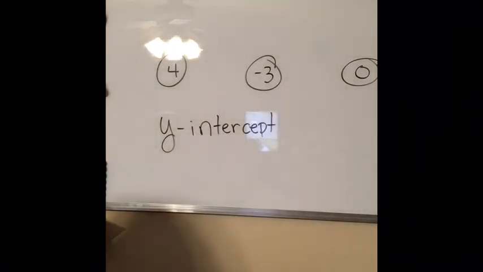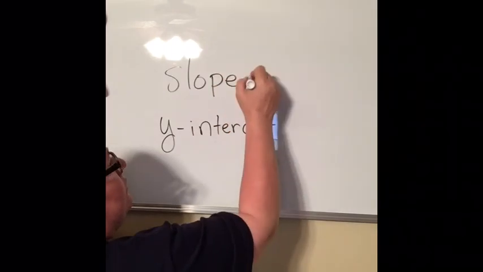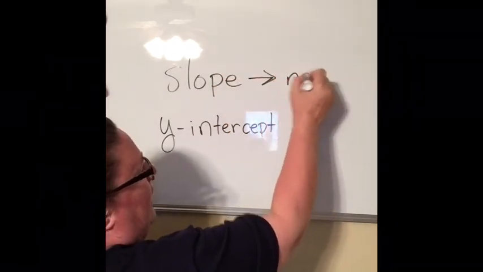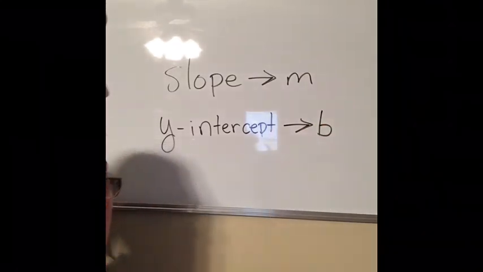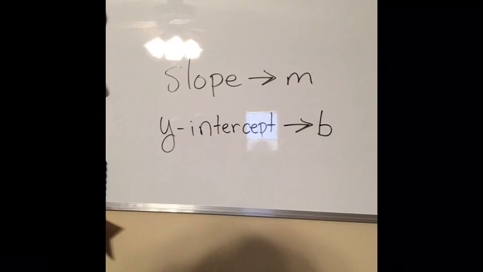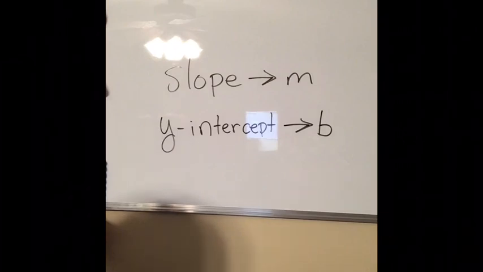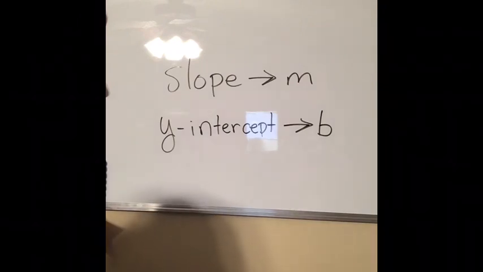And just like we use the letter m for slope, for y-intercept we're going to use a small b. Be careful that you don't make it look like a 6. Make sure your 6's don't look like the small letter b, or you're going to get confused. I think that's everything. So you should be able to go through and do lesson 4 now.